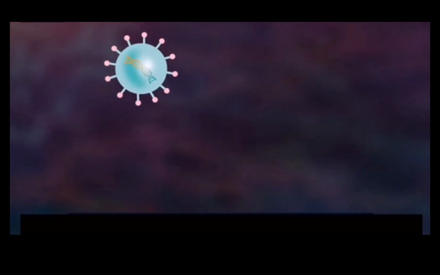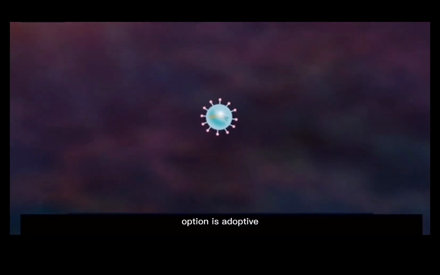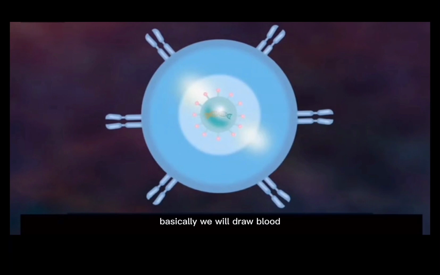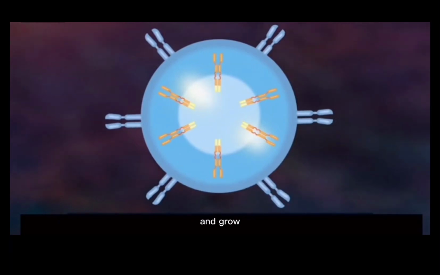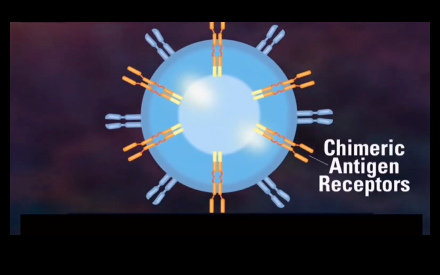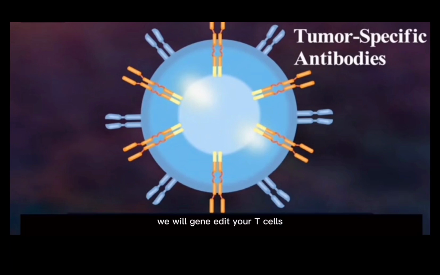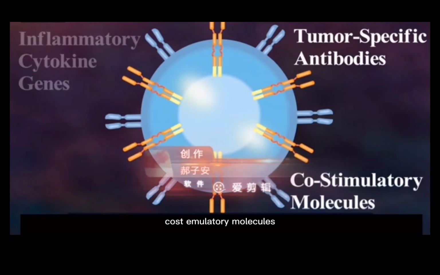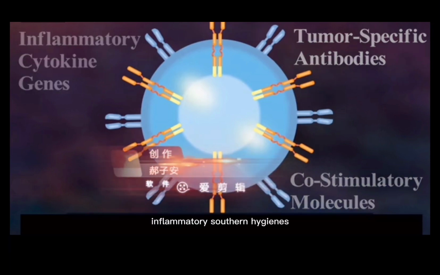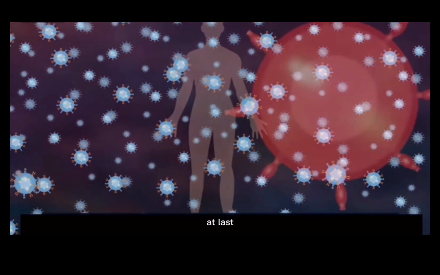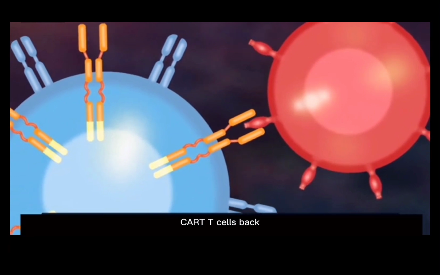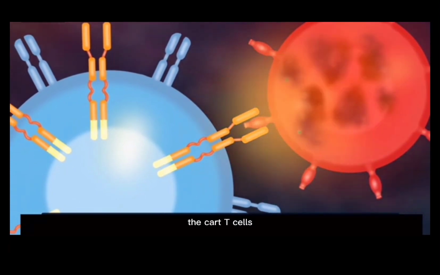The second option is adoptive cellular therapy. Basically, we will draw blood from your body and grow millions of CAR T cells in the lab. This clinical trial uses the most advanced therapy, the fourth generation of CAR T cells. We will gene edit your T cells, adding tumor-specific antibodies, co-stimulatory molecules, and inflammatory cytokine genes. At last, we will infuse those CAR T cells back into your body so that the CAR T cells will bind to cancer cells and kill them.